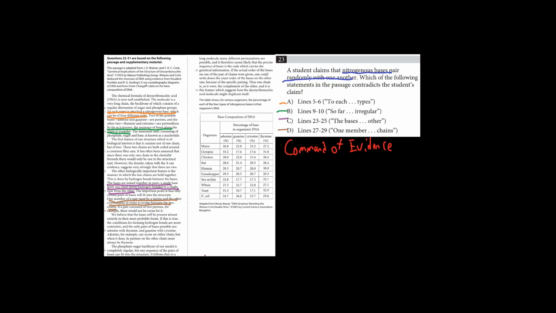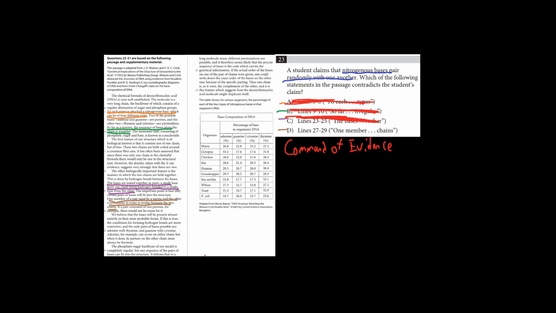In letter choice A, it doesn't really tell us much. It just says that there's 4 different types, so that doesn't really provide us with a lot of information there. So I'm going to go ahead and get rid of letter choice A. B, lines 9 through 10, it says it's irregular, so it's not really saying that it's not random or there's some kind of design to it. Letter choice C in the purple, it says that they're joined together, but again, it's not really talking about the nitrogenous pairs. It's kind of talking about how the chains are held together.